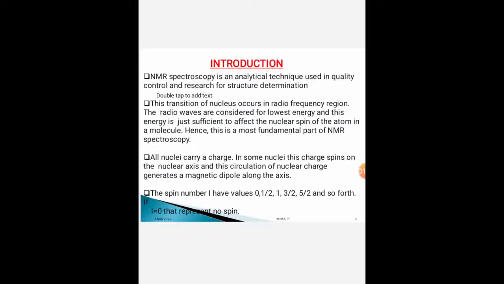All nuclei carry some charge. In some nuclei, this charge spins on the nuclear axis, and this spinning of the nucleus around the nuclear axis creates a magnetic dipole along the axis. The spin number I has various values: 0, 1, 1/2, 3/2. But some nuclei have I value 0. Those nuclei represent no spin, no change in dipole moment. So these nuclei are NMR inactive.